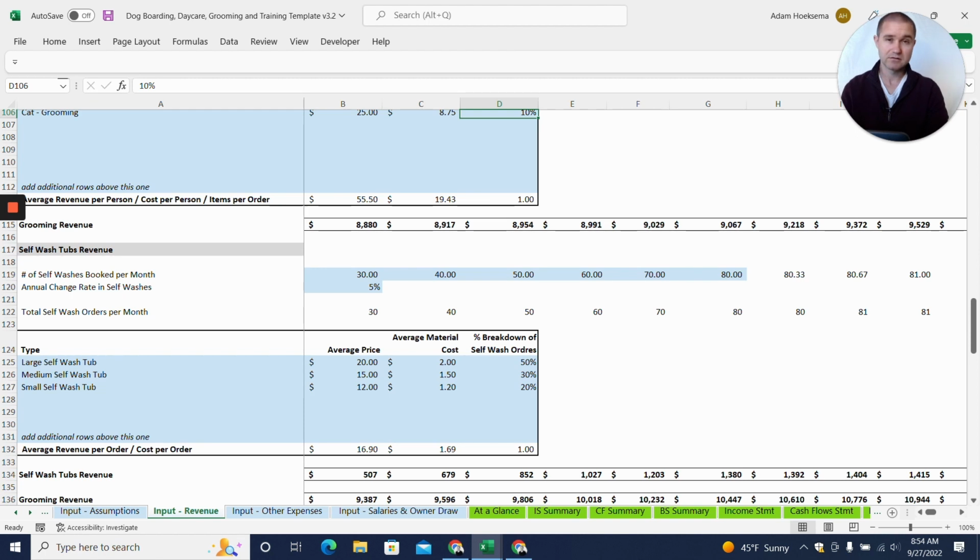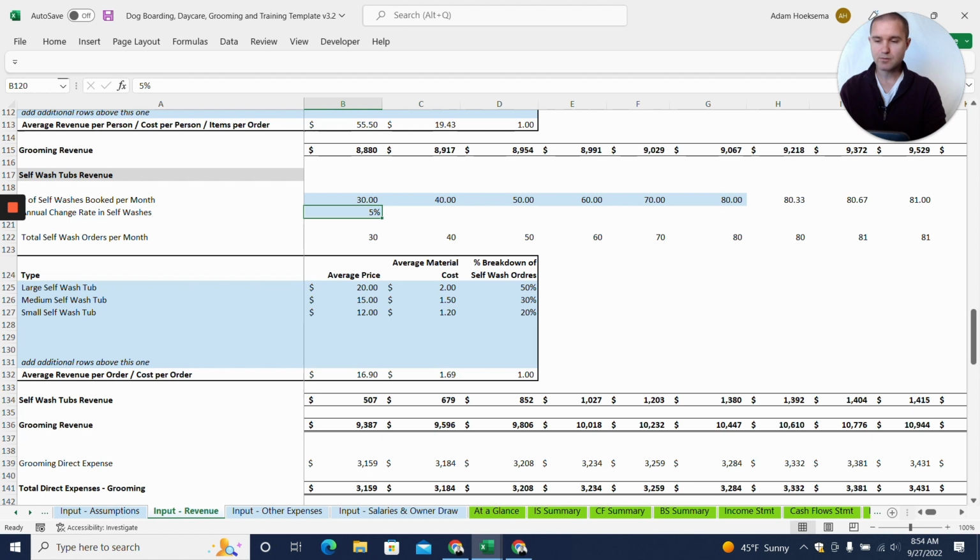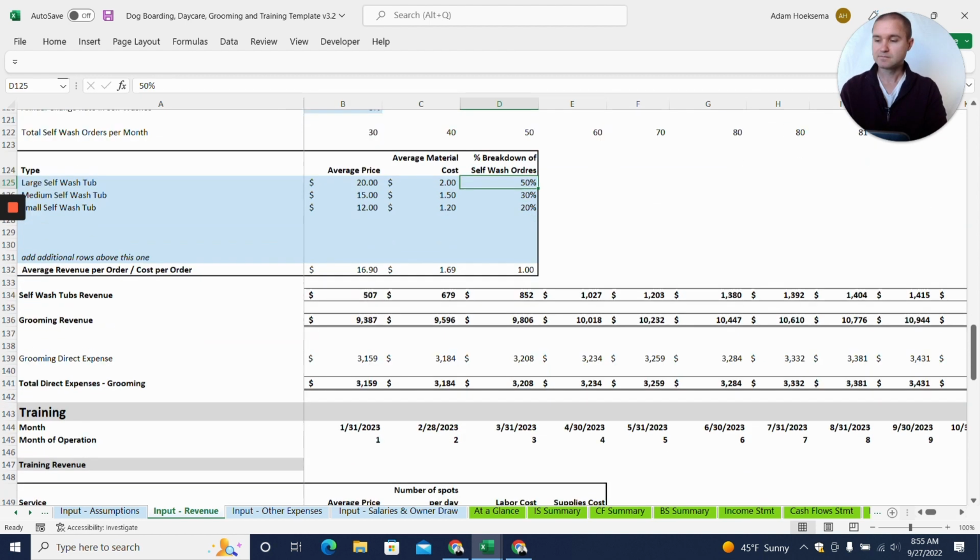Now, we also know that a lot of grooming facilities have the self-wash tub option. And so we're saying, hey, how many self-washes do we think are going to be booked at our facility per month, and so you can manually enter that. So what we're saying here, by month 6, we're going to have 80 self-wash bays booked for the month. We can add an annual growth rate as well. And then the same thing, you may just have one size tub and one size self-wash bay, and that's fine. But I wanted to give you an example. If you have different sizes, different features, whatever that might be, might have different price points and different cost of materials, and you can break down the percentage for each.